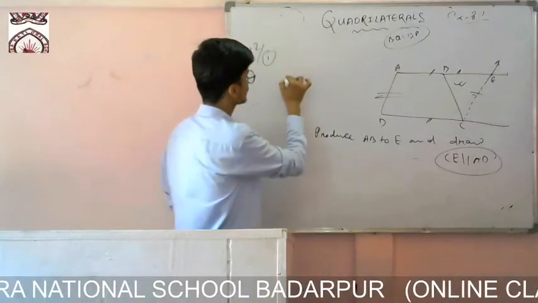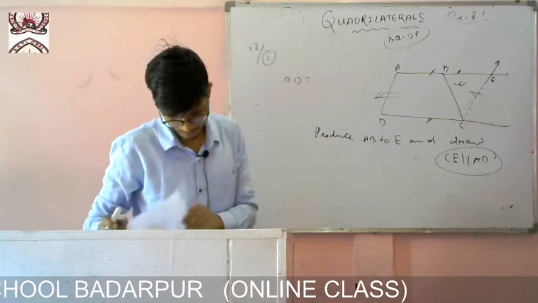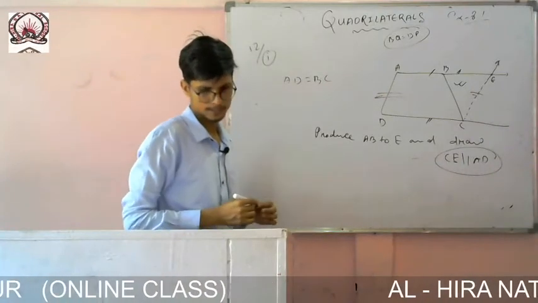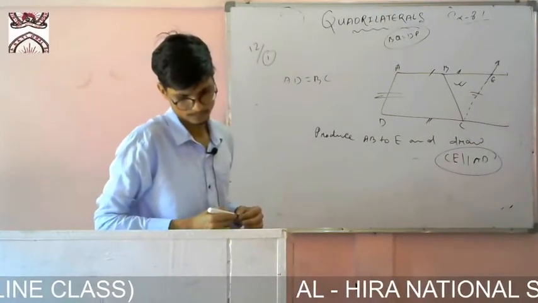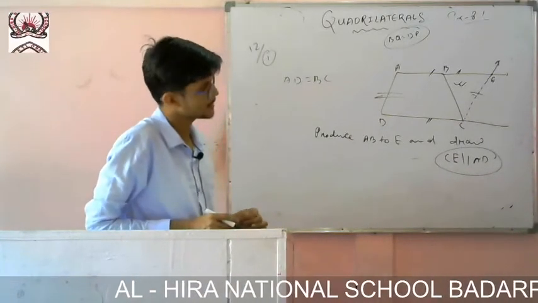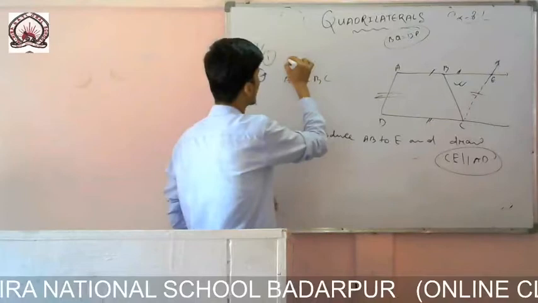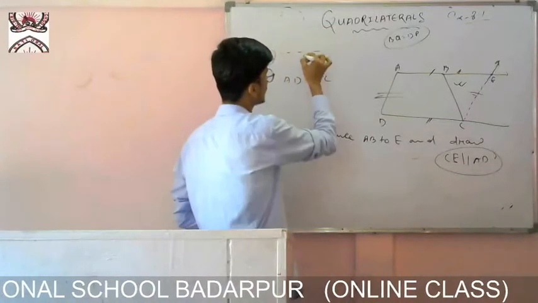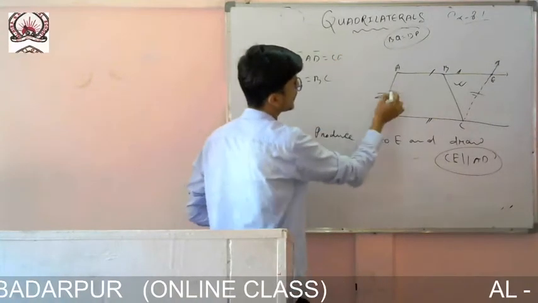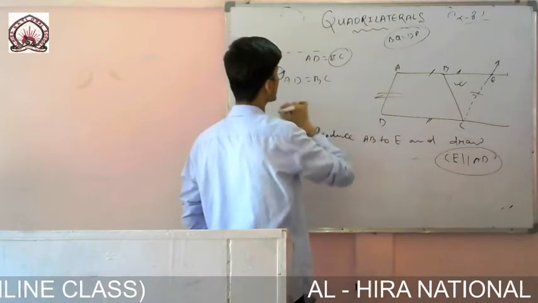Okay, you see one thing, AD is equal to what is given in the question, AD is equal to BC. Okay, and since it is a parallelogram, that means AD is equal to EC. First of all, I have proved that it is a parallelogram. So if it is a parallelogram, AD is equal to EC, and AD is equal to BC.